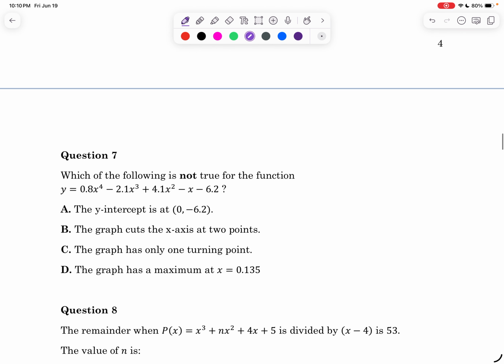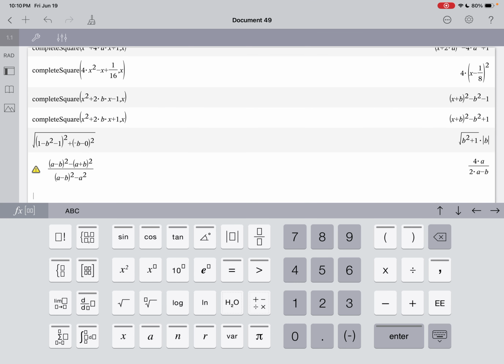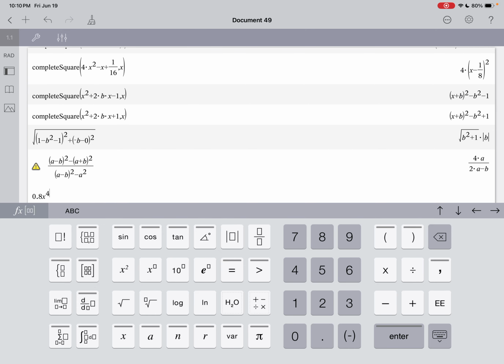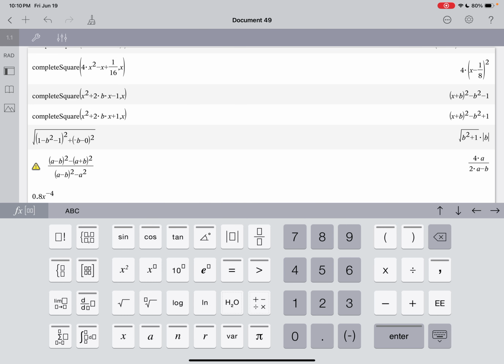Okay, which of the following is not true for that function? That's painful. Okay, 0.8 x to the 4. 0.8 x to the power of 4. Was it minus 2.1 x cubed? Oh, you stupid thing. This is why I hate this calculator.